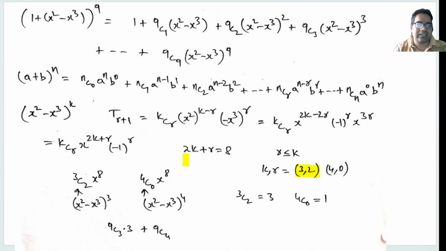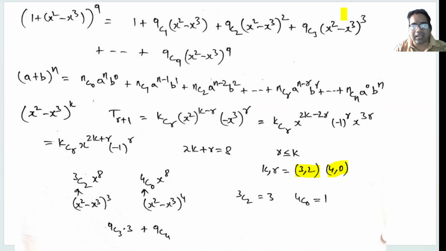Now 2 fours, 8 plus r = 0, that will also work. So k = 4, r = 0 is another set. And anything beyond that, 2 fives is already done, r cannot be negative. So 2 fives is already gone, or 2 sixes, or anything. k greater than or equal to 5 is clearly not happening, and nowhere else. Between 0 and 5 also, we found we have got only k = 3, r = 2 and k = 4, r = 0.